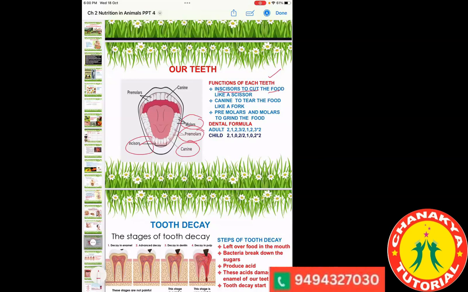Then the canines help to tear the food like a fork. They tear the food. Then the premolars and molars help to grind the food. Premolars and molars are very important for us, because they grind the food. Though cutting and tearing are done by the incisors and canines, premolars and molars are the most important ones, because they chew and grind the food, and only then do we take it into the next part, which is called the esophagus.